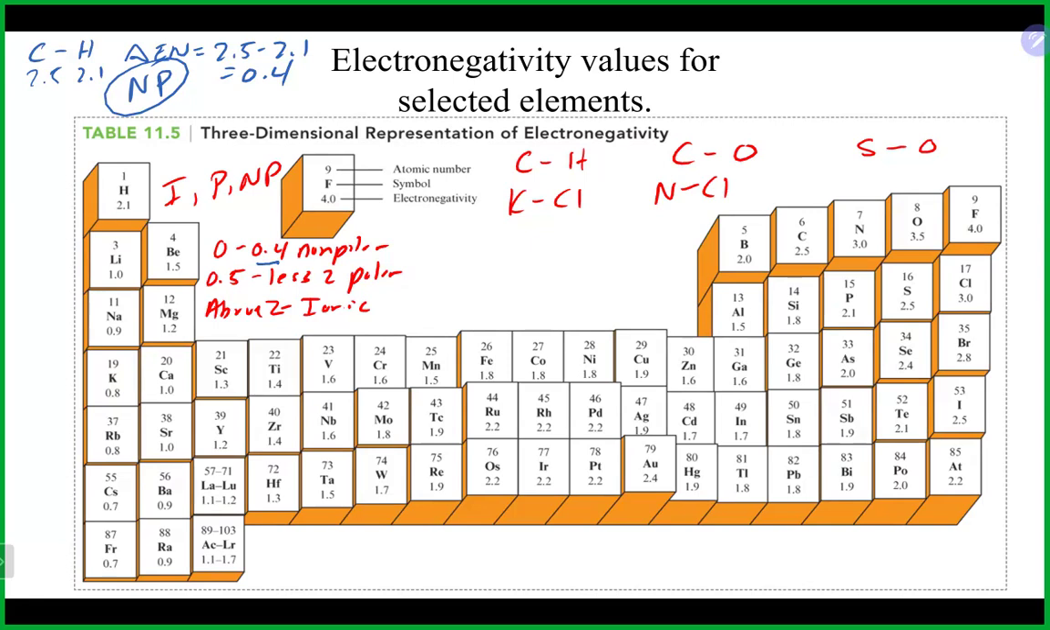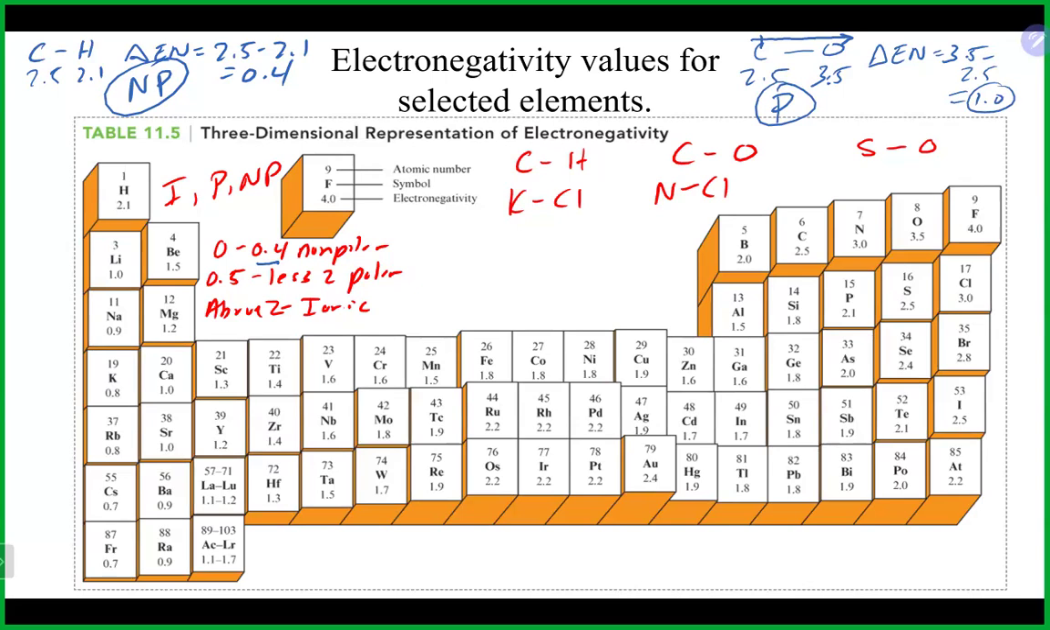If we do carbon and oxygen next, once again, carbon being 2.5, oxygen being 3.5. The difference in electronegativity is going to be 3.5 minus 2.5, which gives us a 1. So a 1 is definitely over 0.4, but less than 2. So this is going to be a polar bond. The arrow should point towards the more electronegative, which would be the oxygen, as it will be more negative, partially negative than the carbon in this particular case.